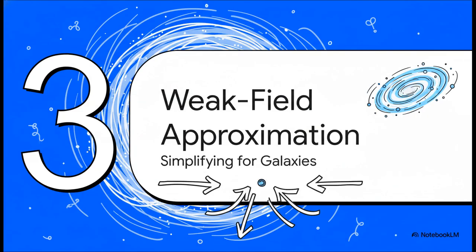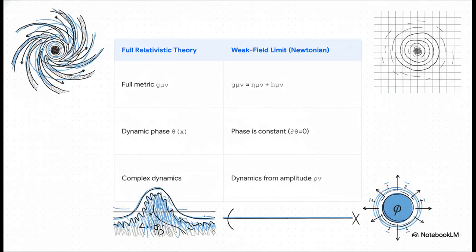Now, trying to work with that full theory is, well, it's a beast. It's incredibly complex. So to connect it to the real world, like how stars are moving around in a galaxy, we need to make a really important simplification. And that's where the weak field approximation comes in. This table really shows you the key assumptions we make.